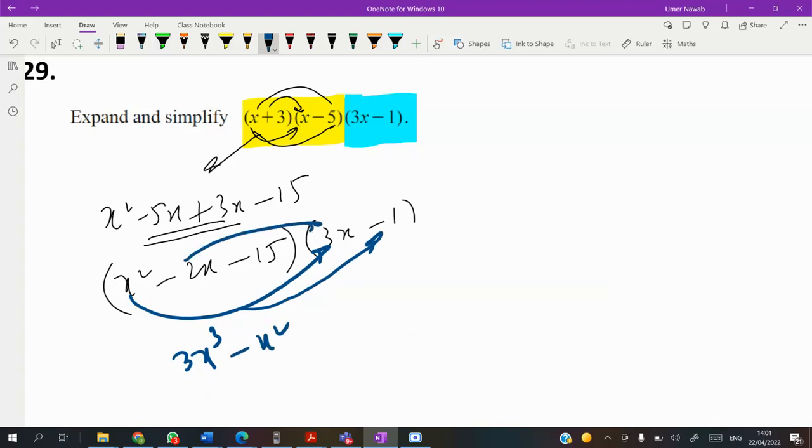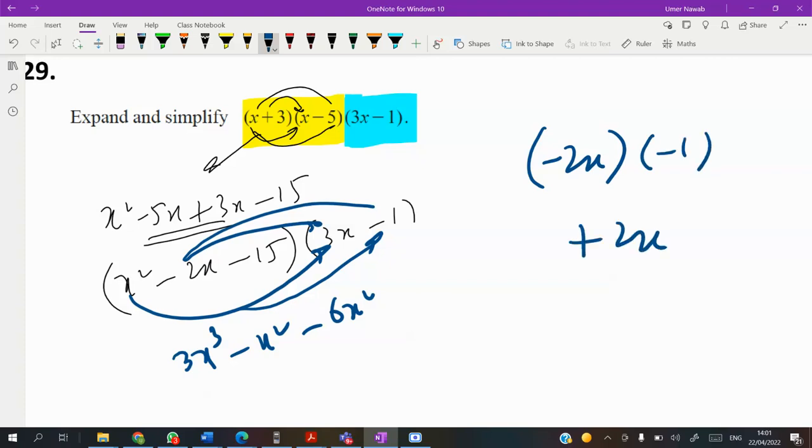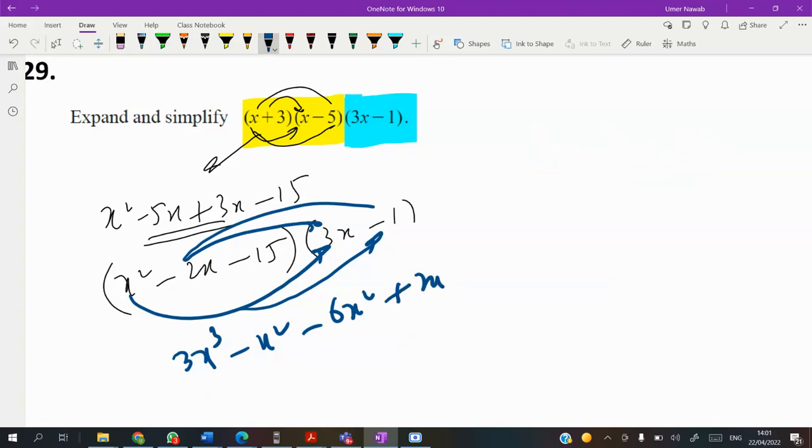Minus 2x multiplied with 3x is minus 6x squared. Be careful, guys. Minus 2x is multiplying with minus 1. It is plus 2x. Now minus 15 multiplied with 3x is minus 45x. Minus 15 with minus 1 is plus 15, because minus times minus is plus.